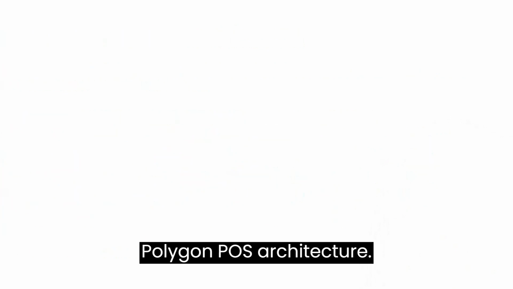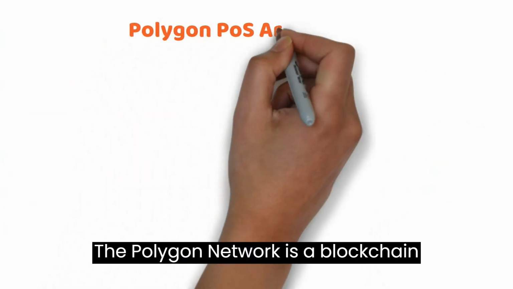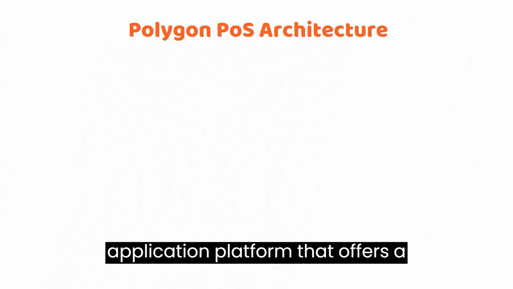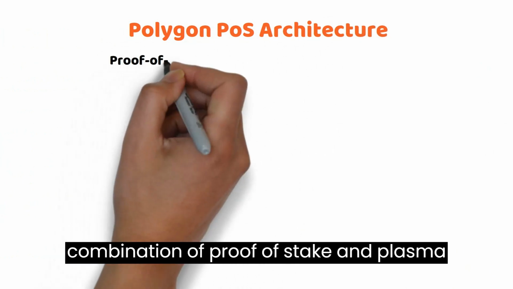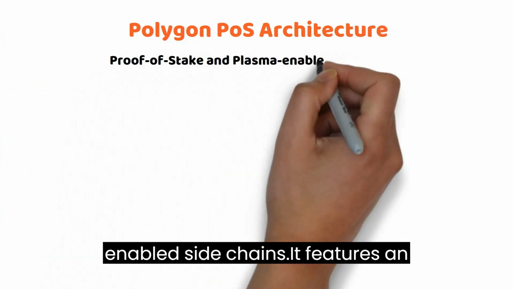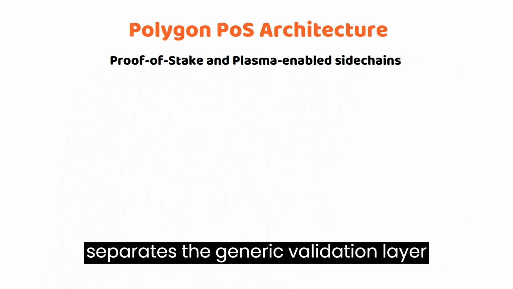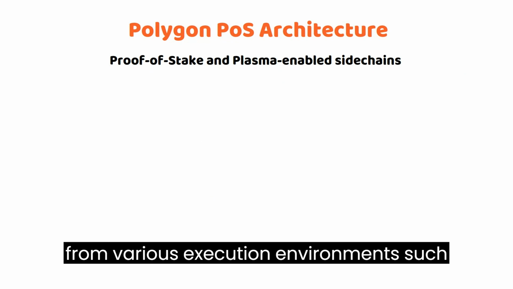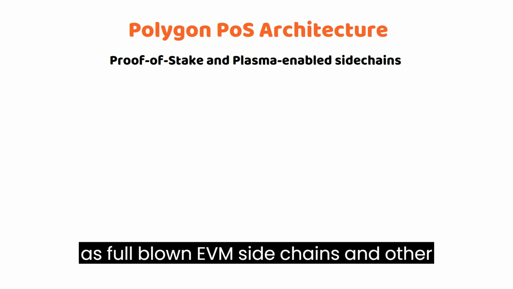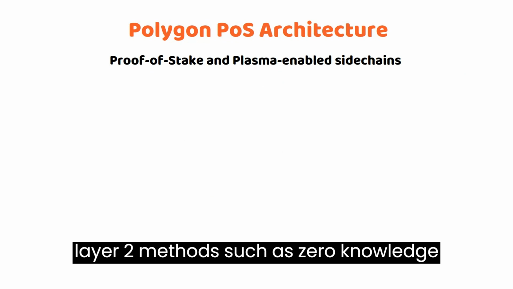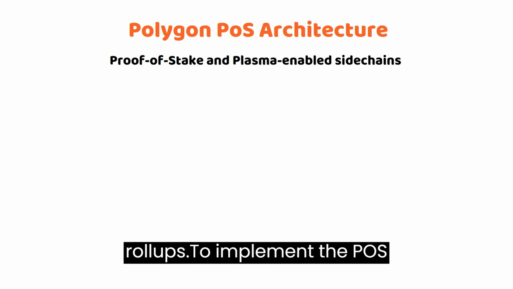Polygon PoS Architecture. The Polygon network is a blockchain application platform that offers a combination of proof-of-stake and plasma-enabled sidechains. It features an elegant architectural design that separates the generic validation layer from various execution environments such as full-blown EVM sidechains and other Layer 2 methods such as zero-knowledge rollups.